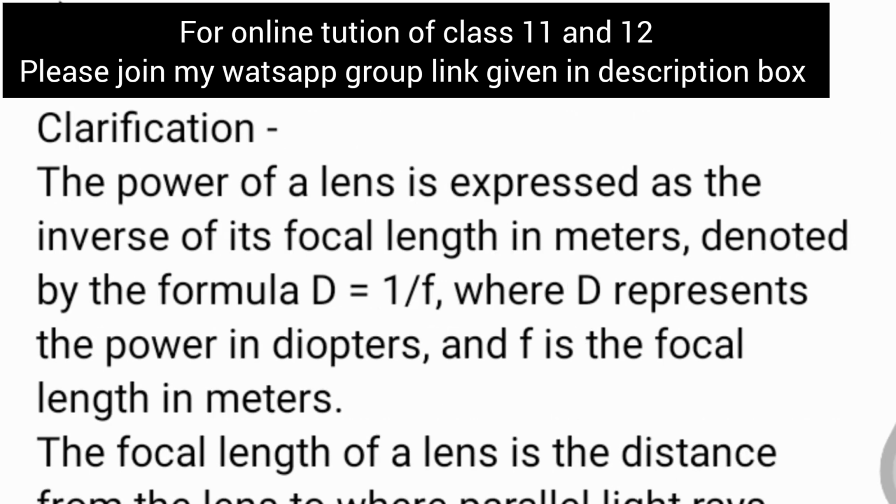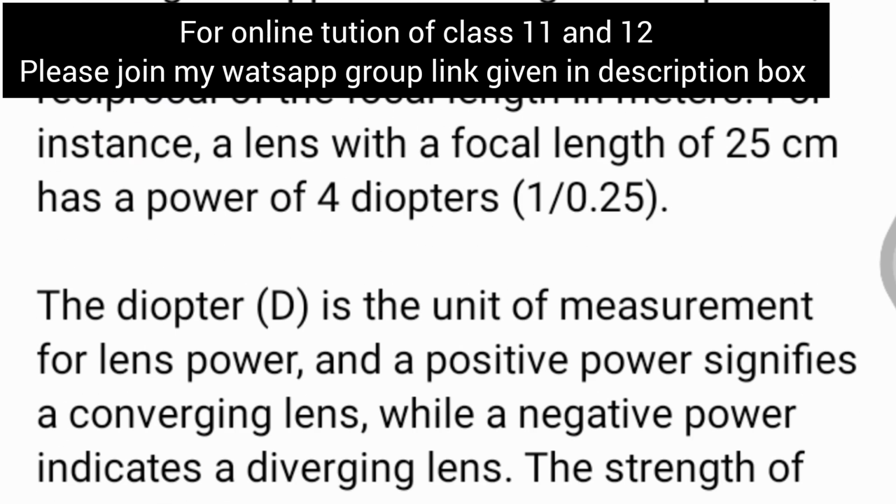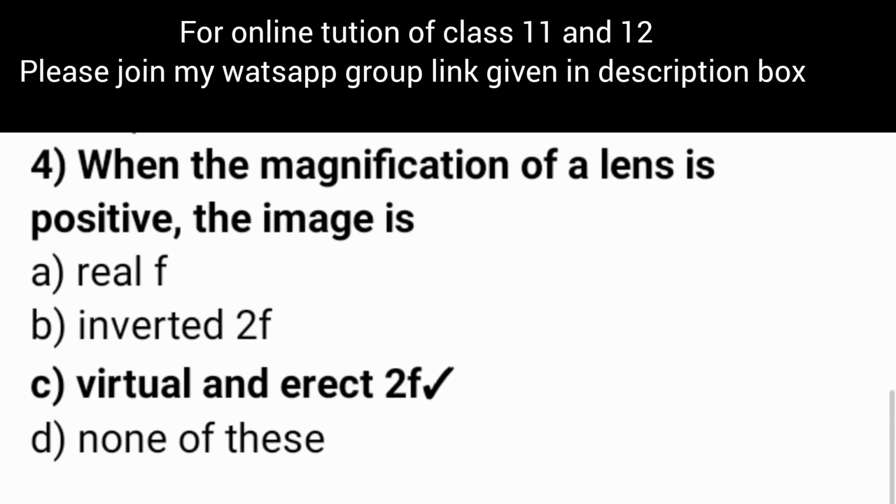So here D is equal to 1 by F, that is 25 cm or equal to 0.25 meter. After solving 1 by 0.25 we get 4.0 diopter. So diopter is the unit of measurement for lens power, and a positive power signifies a converging lens while a negative power indicates a diverging lens. The strength of the lens or the power of the lens is directly proportional to its power in diopters.